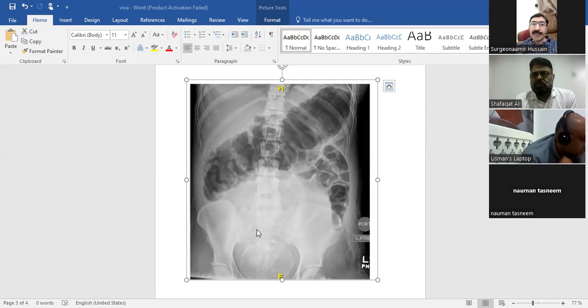So in this case, the patient is deteriorating. The clinical signs are indicating that she is having some impending perforation. Since she is pregnant, I would also involve a gynecologist and obstetrician in this case, and I would go for exploration.